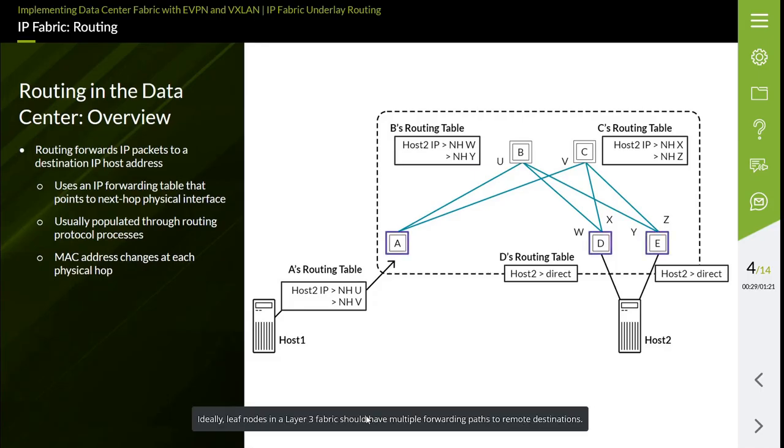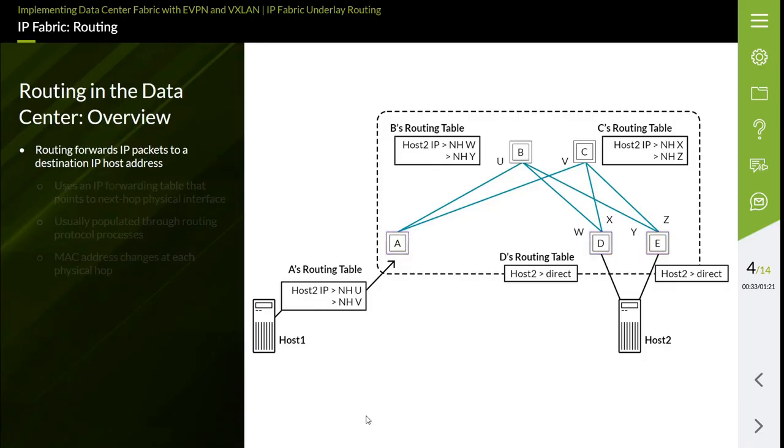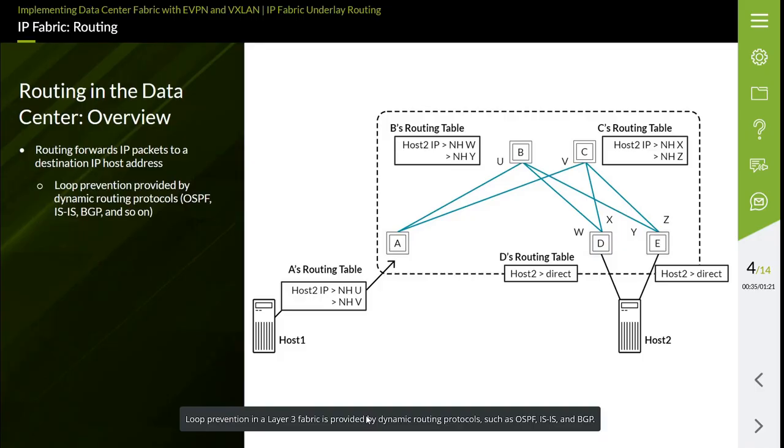Ideally, leaf nodes in a Layer 3 fabric should have multiple forwarding paths to remote destinations. Loop prevention in a Layer 3 fabric is provided by dynamic routing protocols such as OSPF, IS-IS, and BGP. The Juniper Apstra software uses external BGP, or eBGP. Many vendors implement routing solutions that enable equal cost multipath, or ECMP, load sharing.